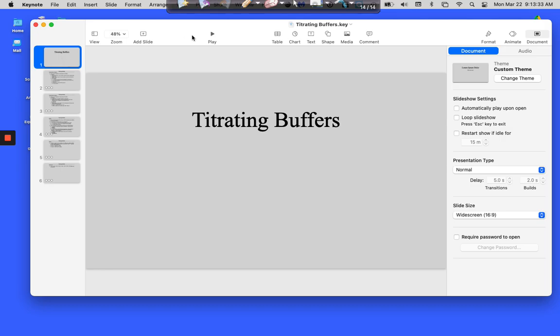All right, guys, today we are titrating buffers. Guess what we're going to do in lab? No, not yet. But we will be titrating buffers soon.